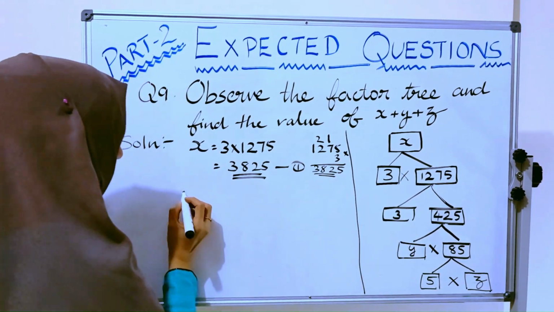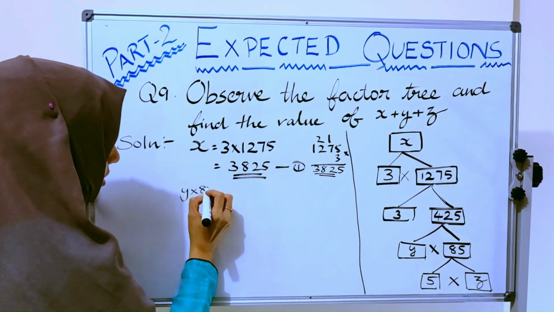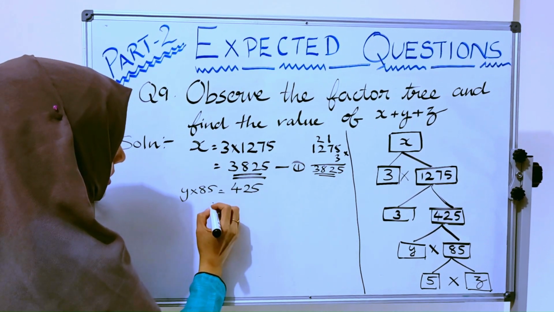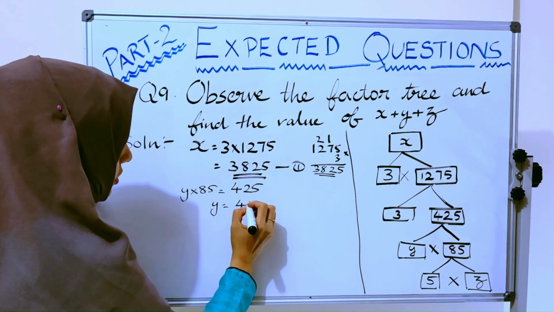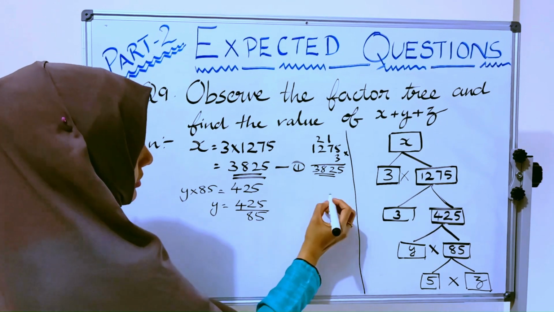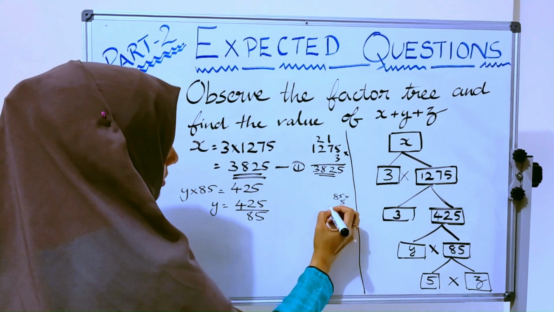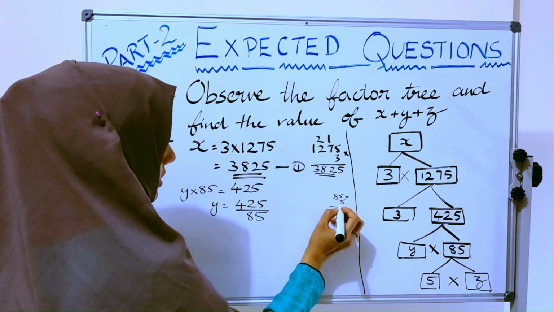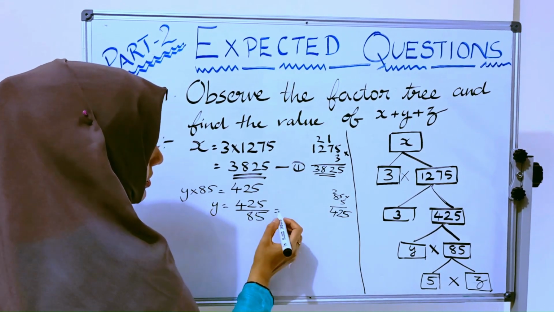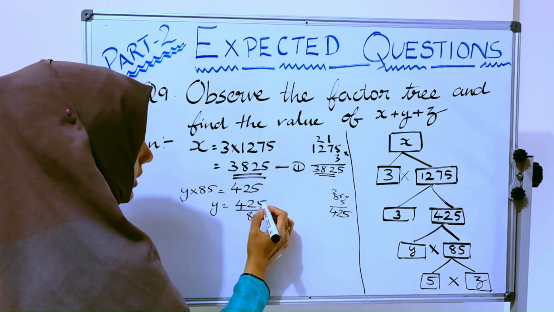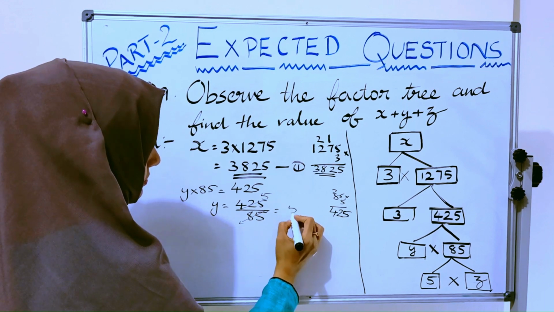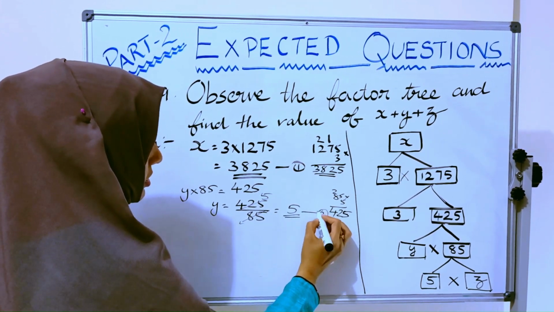Second is y. y into 85 is equal to 425. Therefore, y is equal to 425 divided by 85. 85 goes into 425 5 times. So y is equal to 5. This is equation number 2.